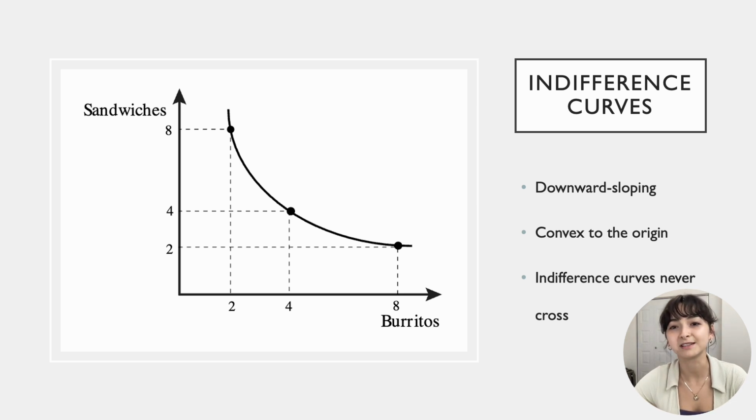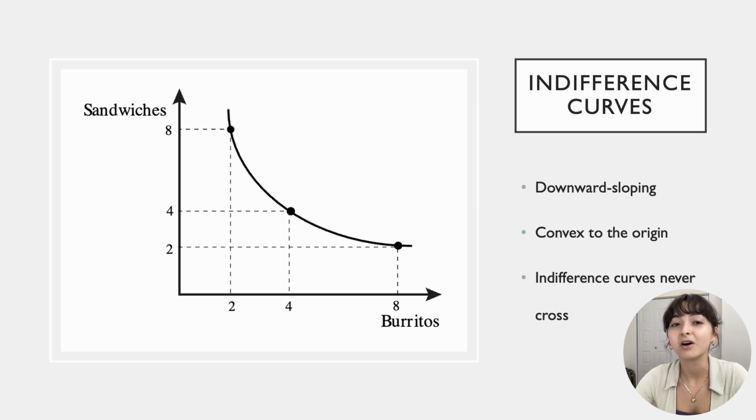The first of which is the downward slope of the curve, which indicates that in order to increase the consumption of one good while maintaining the same satisfaction level, the consumer must decrease the consumption of the other good. This is due to the fact that consumers will always prefer to consume more goods rather than less of them. The second characteristic to note is its convexity to the origin. This is representative of the assumption that consumers prefer a variety of goods over a singular good.